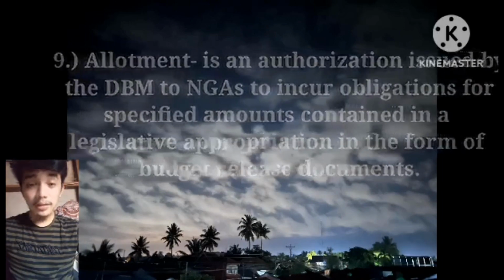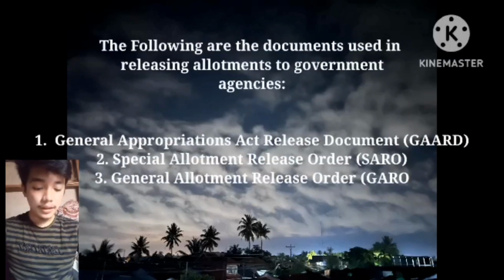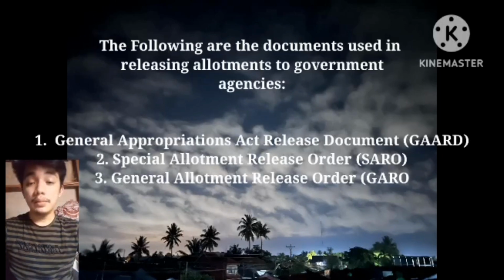The following are the documents used for releasing allotments to government agencies. Number 1, General Appropriation Act Release Documents or GAARD. Number 2, Special Allotment Release Order or SARO. And number 3, General Allotment Release Order or GARO.